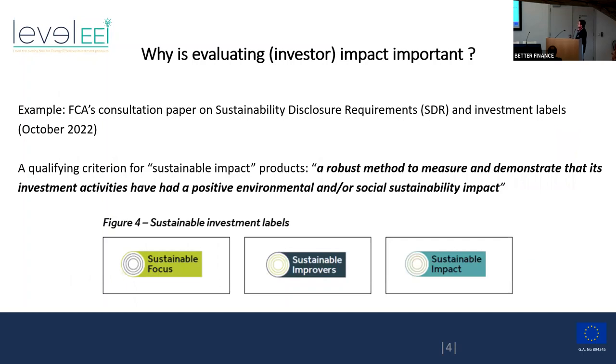As I said before, regulators are starting to think about regulating impact products. A very recent consultation paper by the FCA introduced the possibility of three different sustainable labels for financial products, and one of them was a sustainable impact product. For that sustainable impact product, there were different qualifying criteria. One of them was that those products should rely on a robust method to measure and demonstrate that their investment activities have had positive environmental and or social sustainability impacts. And I insist, it mentioned its own investment activities, not the activities of the invested companies, which makes a big, big difference. So perhaps in a few years, there will be a regulation in France, the UK or the US that will consider that to be called a sustainable impact or impact product, you have to provide a robust method to evaluate your own impact. So it may come soon.